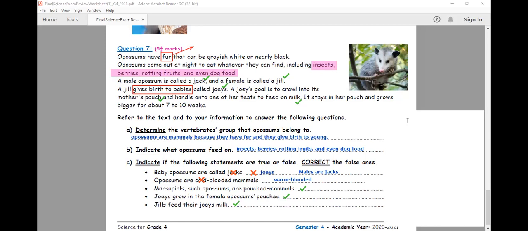So here are the mammals. Mammals are classified in three groups. The first one is marsupials, which are mammals with pouches, like opossums, kangaroos, koalas, numbats, and wombats. The second one. What do we call the normal mammals?